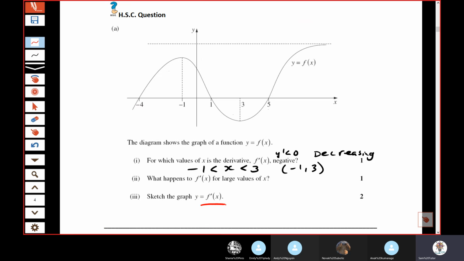All right. Sketch the graph of y dash. It's going up. We're differentiating. Stationary point becomes an intercept. Point of inflection, probably that one there. That becomes stationary there and there. And that's happy. And another one here, right? There's another point of inflection there.